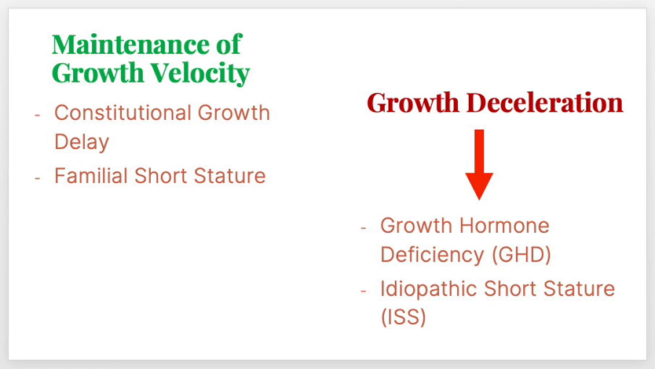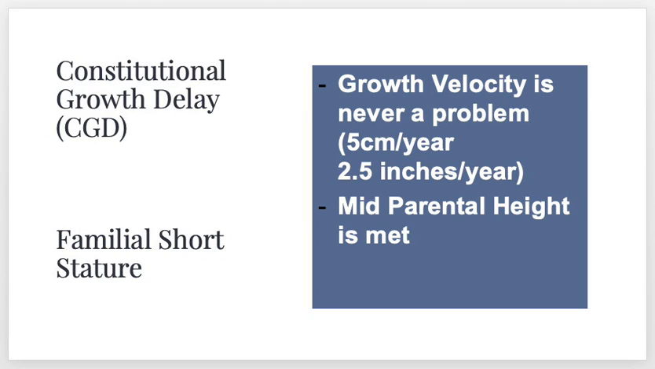So in here, you would have to think of maintenance of growth velocity. And if you are keeping your growth velocity, you do have to keep in mind that this could be constitutional growth delay or familial short stature. Now, if you have any growth deceleration, of course, you have to consider growth hormone deficiency and idiopathic short stature.